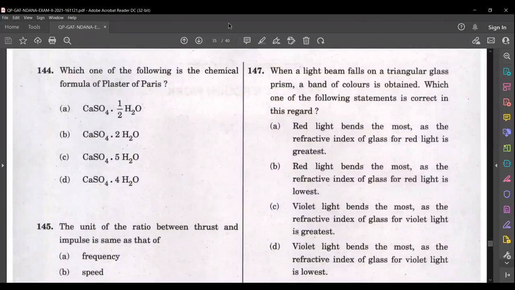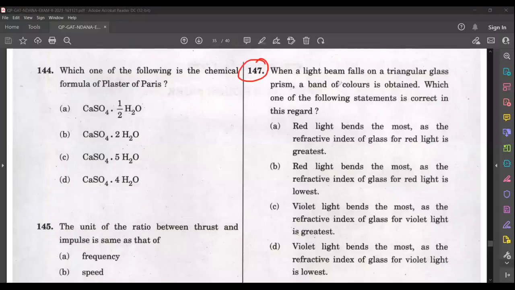Question number 147. When a light beam falls on a triangular glass prism, a band of colors is obtained. Which one of the following statements is correct in this regard? So what experiment are they describing? A light beam falls on a triangular glass prism and you obtain a band of colors.